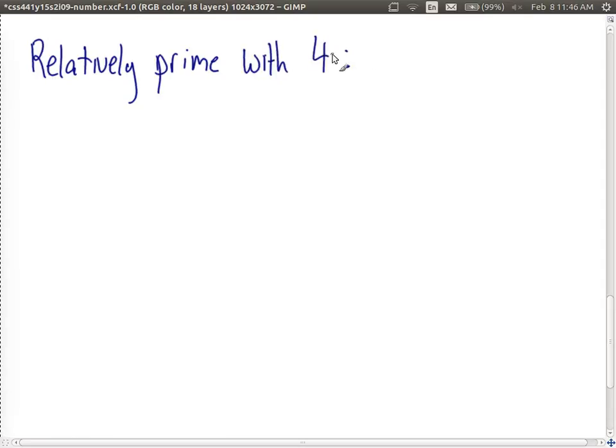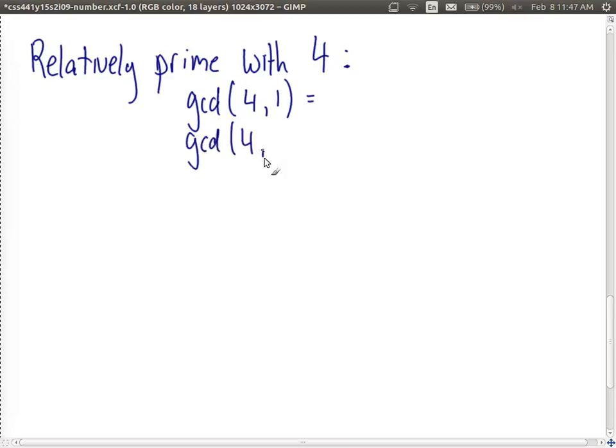Start simple. For example, how many numbers are relatively prime with 4 and less than 4? We'd need to test three numbers: 1, 2, and 3. Are 1 and 4 relatively prime? 2 and 4, 3 and 4? Relatively prime means the greatest common divisor is 1. 4 and 1, greatest common divisor is 1. 4 and 2, the divisor is 2. 4 and 3, the divisor is 1. These are relatively prime. This one's not.